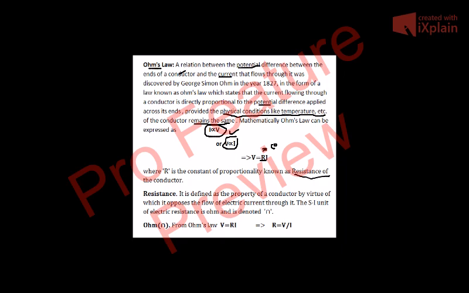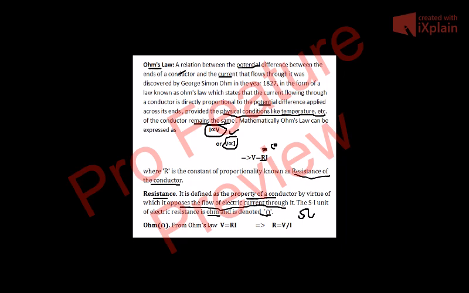Now let us define what is resistance. Resistance is defined as the property of a conductor by virtue of which it opposes the flow of electric current through it. When a current flows through a conductor, there is the property of a conductor which opposes its flow. It does not allow the current to flow freely. So that is called the resistance of the conductor. The SI unit of electric resistance is ohm and is denoted by omega.